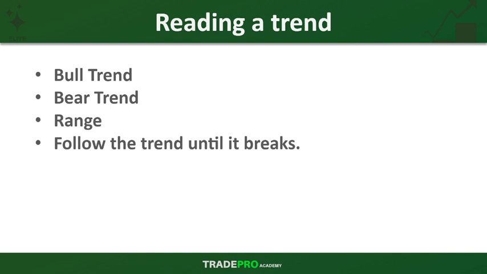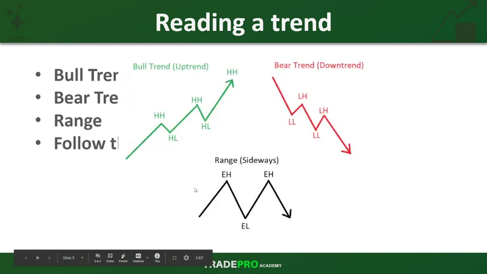If you guys want to identify those levels, just keep watching this series. It's coming up when we deep dive into market structure. But it's very, very basic. The bull trend or an uptrend has higher highs, higher lows. The bear trend, downtrend, lower highs, lower lows, and the range has equal highs and equal lows.